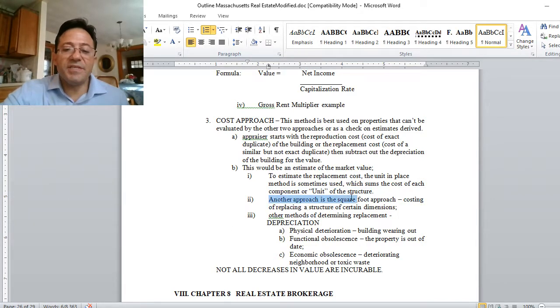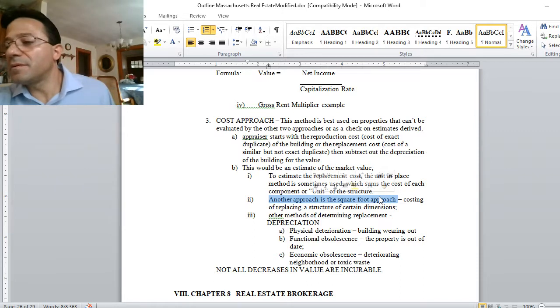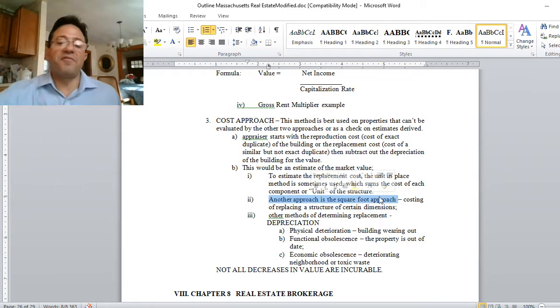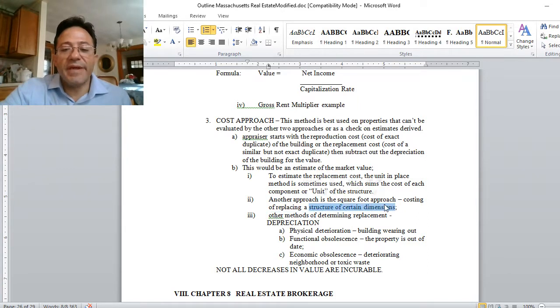Another approach is the square foot approach. The cost of replacing a structure with certain dimensions, okay? And with the square foot approach, a good appraiser will know the approximate value of a square foot of a particular structure. Other methods in determining replacement, physical deterioration. Okay, so there's other methods of determining replacement cost.